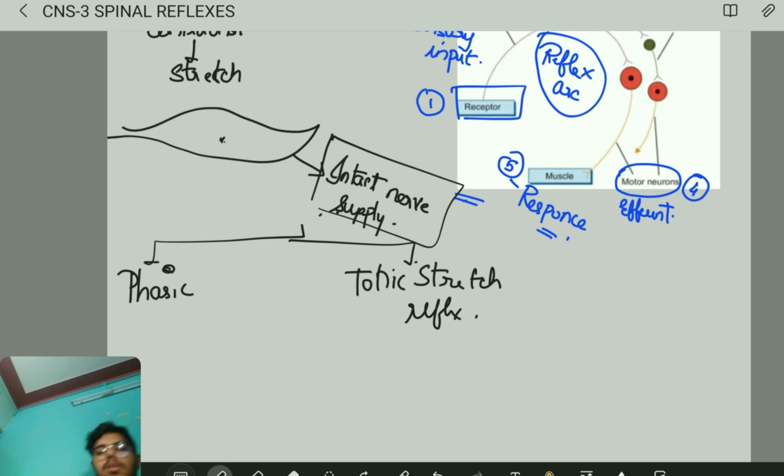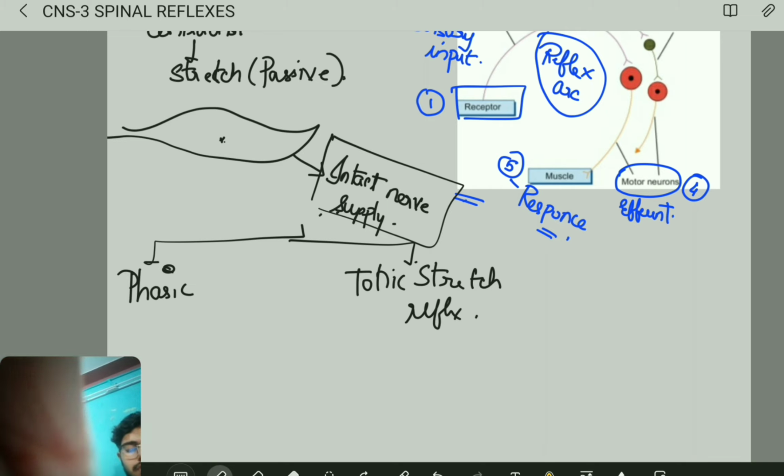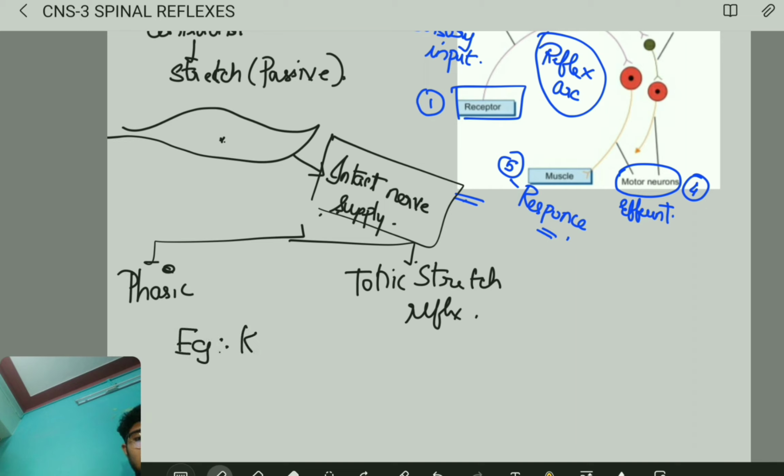Can you understand? So these are all passive stretch. What stretch is this? Passive stretch. What is this passive stretch? Listen carefully. When the examiner stretches the muscle, for example, knee jerk. What happens in knee jerk? With the help of the knee hammer, they are going to stretch the quadriceps. And when the knee hammer stretches the quadriceps, it's going to cause contraction.